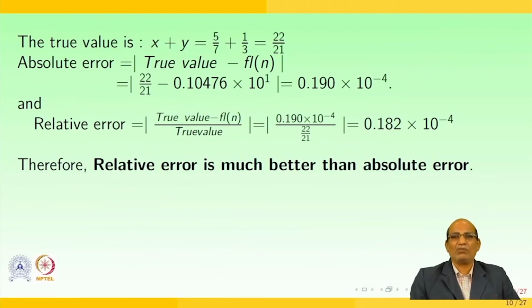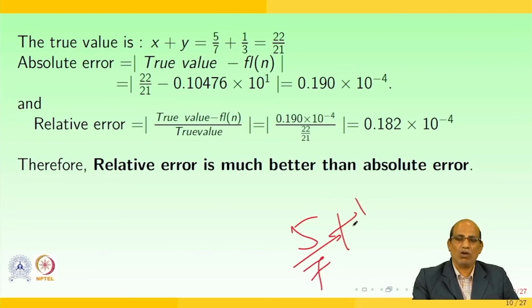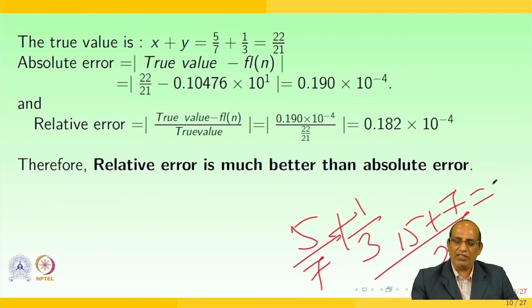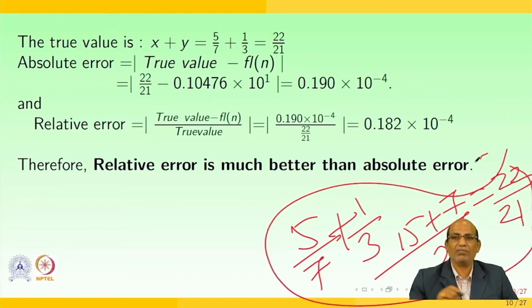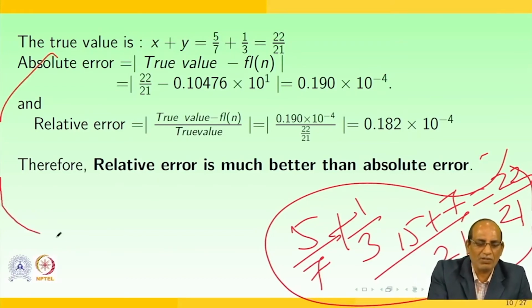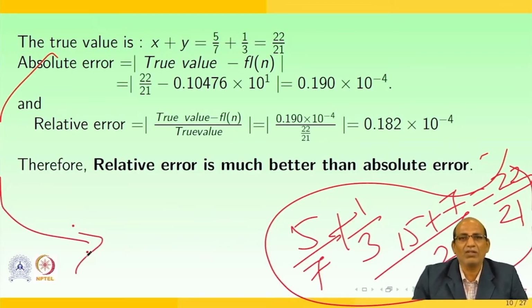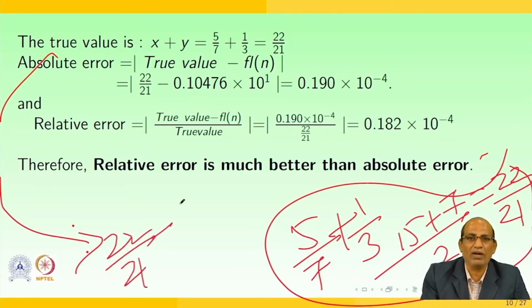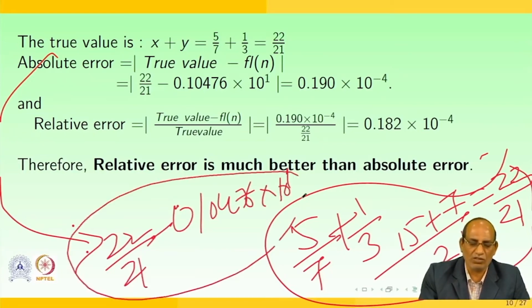What is the true value of x plus y? Simply I compute 5 by 7 plus 1 over 3. So it is 21, 15, 7. So it turns out to be something like 22 upon 21. This is the number which I am getting, right? But when you write this absolute error, you see here true value minus floating point of it. So it is 22 by 21 minus 0.10476 times 10 power 1. So this you need to compute.